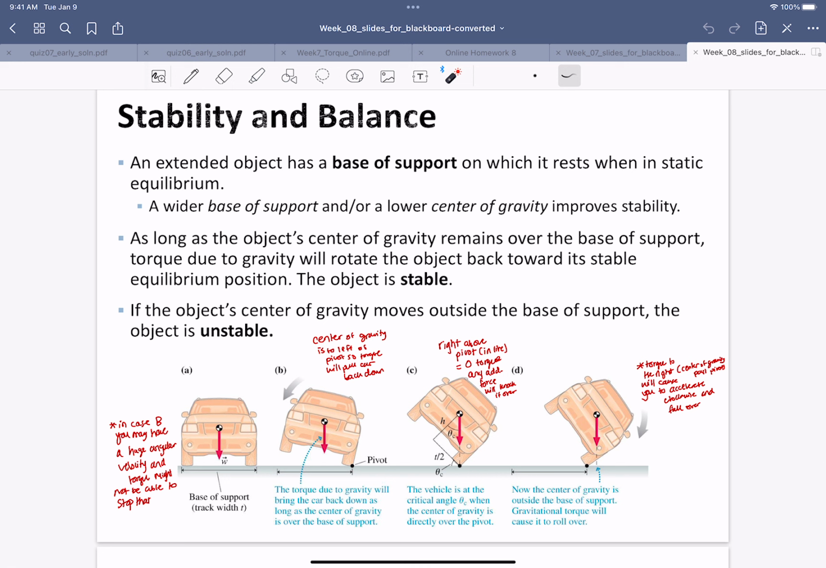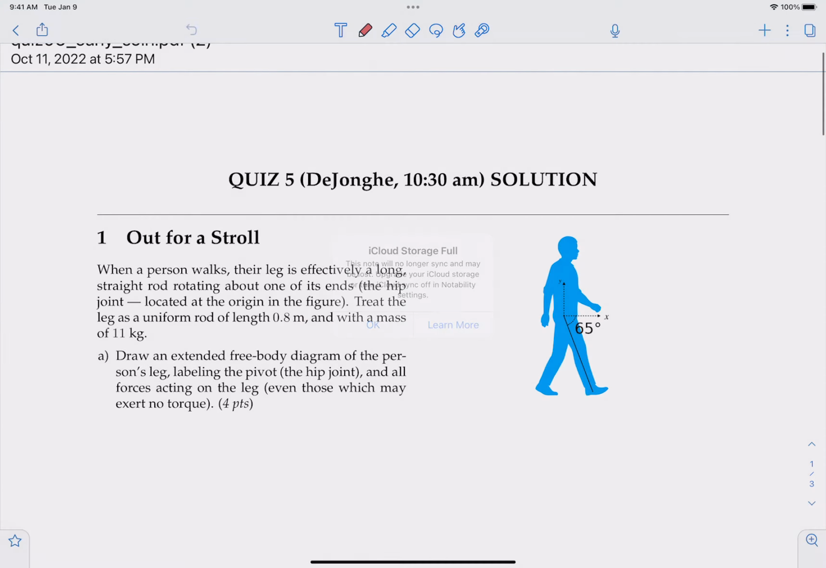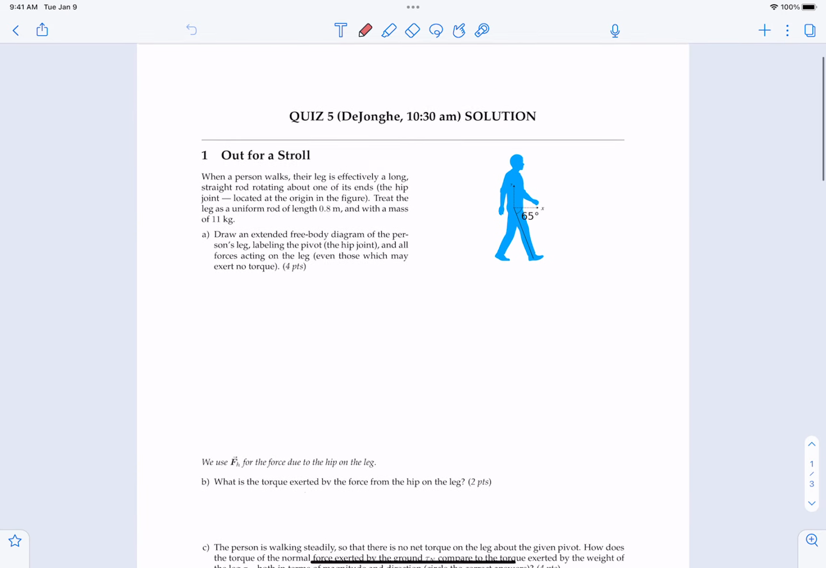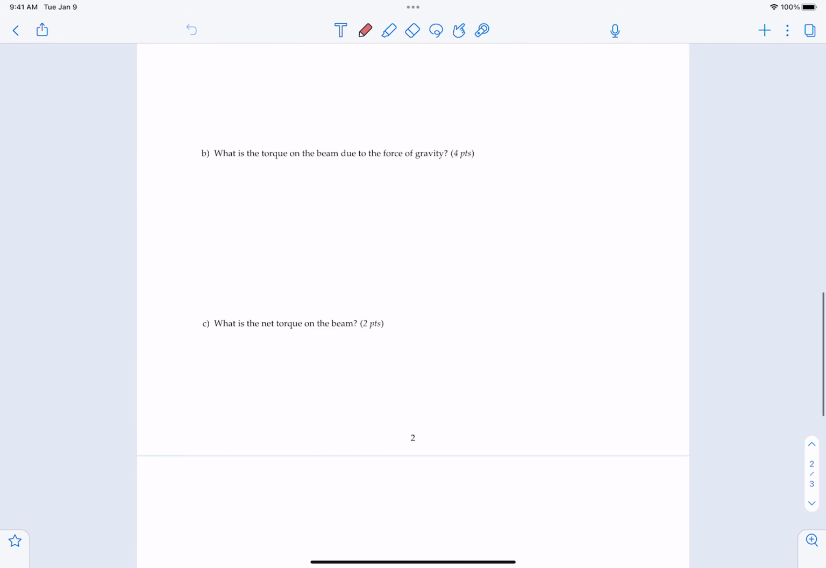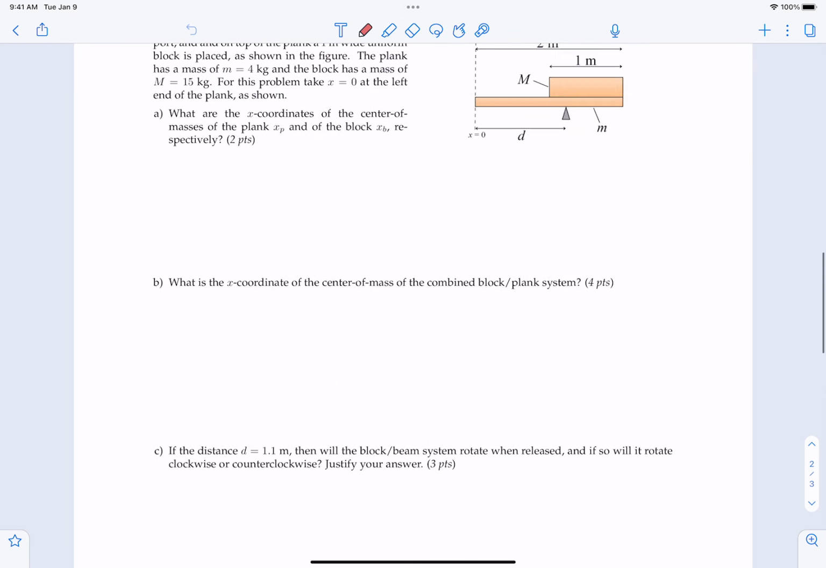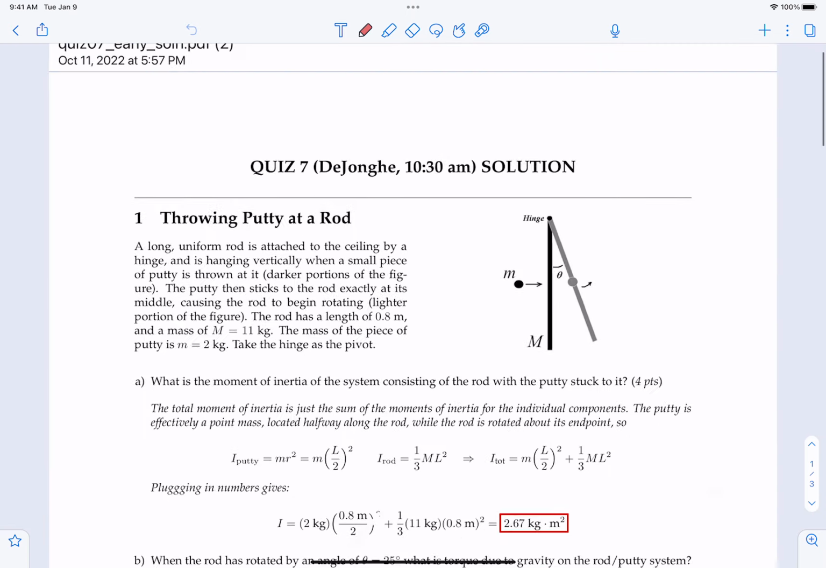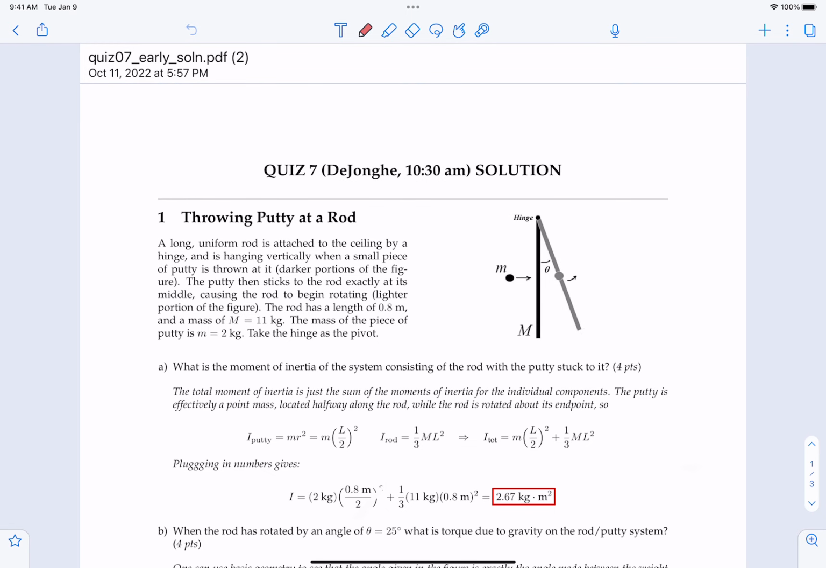So with that being said, we can move on to the quiz examples here. So I will switch to this one right here. There are 3 quiz problems that I have. So it's quiz 6 and quiz 7. Like I said, we had torque and moment of inertia broken up into 2 different weeks.